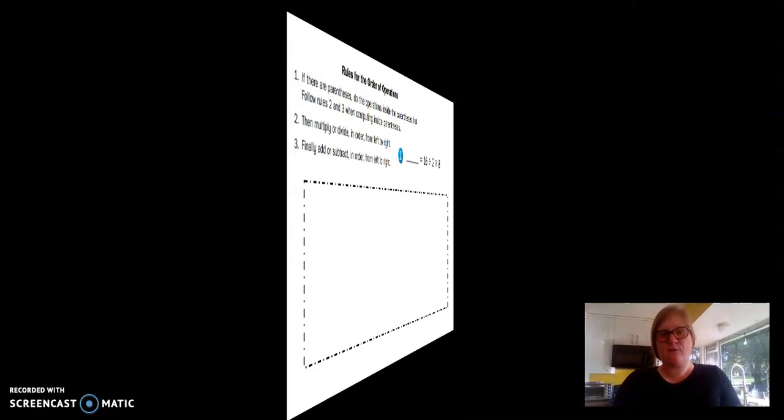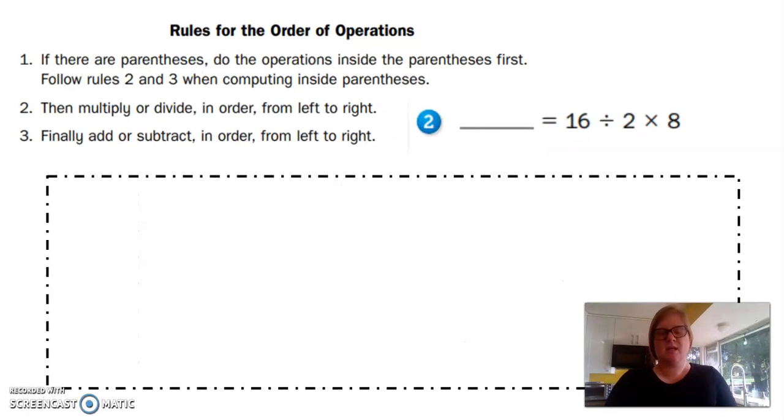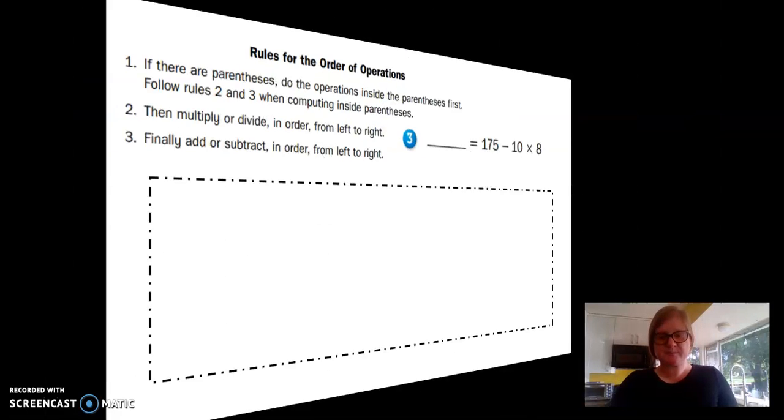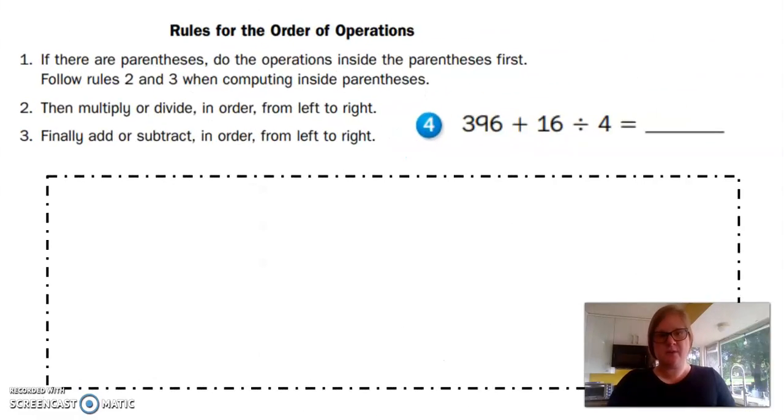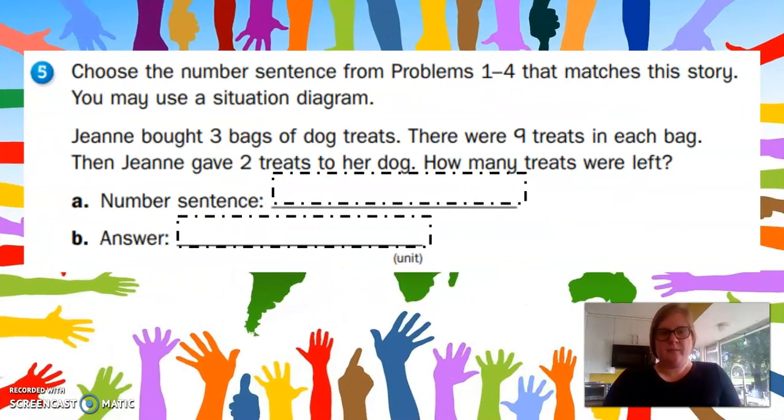So then you have 4 or 5 problems that deal with order of operations, okay? It's important that if you get confused, rewatch that video. And this one, actually, you have to go back.